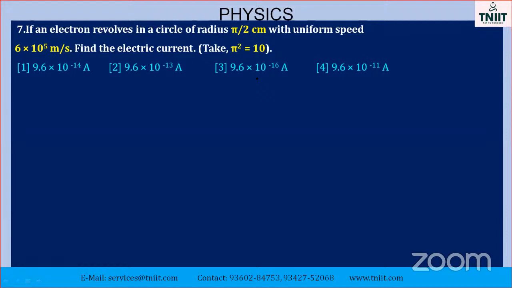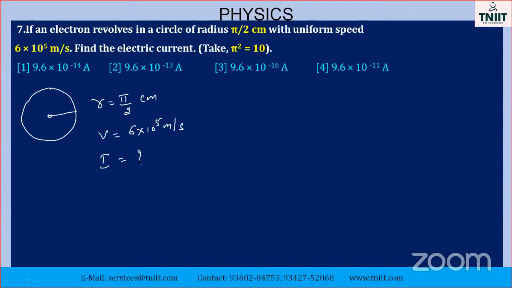Look at the next problem. An electron is going to revolve like this in a circular path. What is the radius equal to? The radius is 5 by 2 centimeter. With uniform speed, it is moving at 6 into 10 power 5 meter per second. They're asking you to find the electric current I.